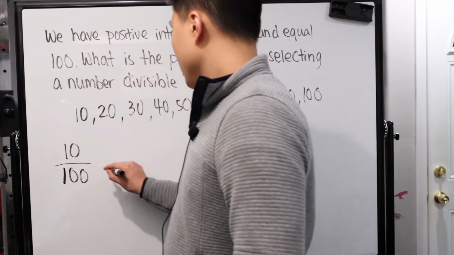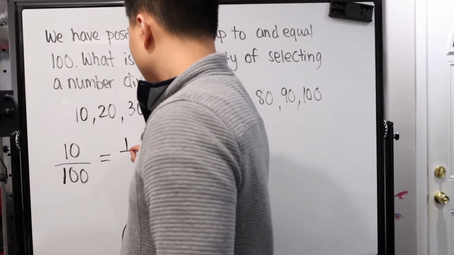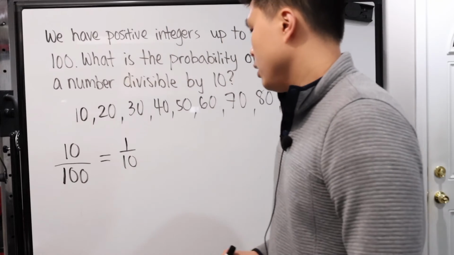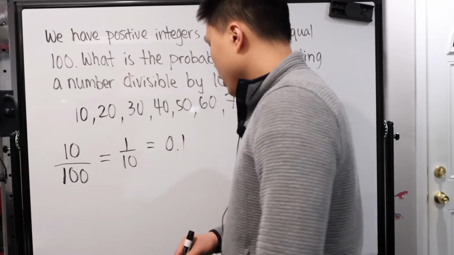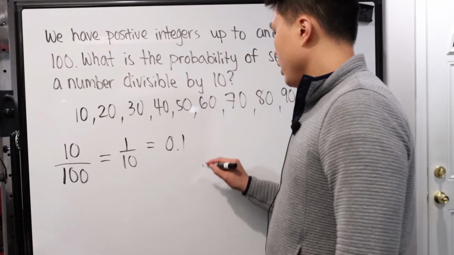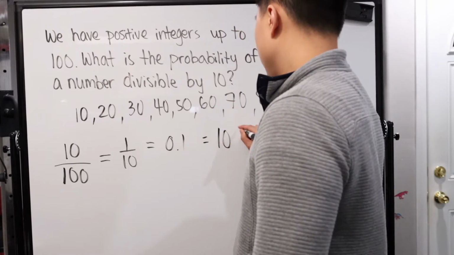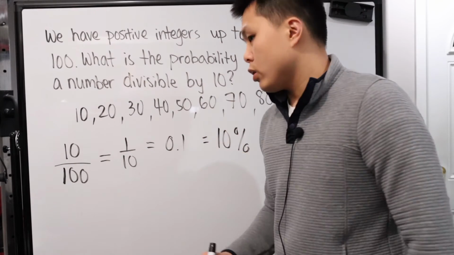And just like that, that is our probability. Of course, once again, if you simplify it, that's 1 over 10. And if you really want, that's 0.1 as a decimal, or 10%. You can easily do that. Any one of these work. Take your pick.